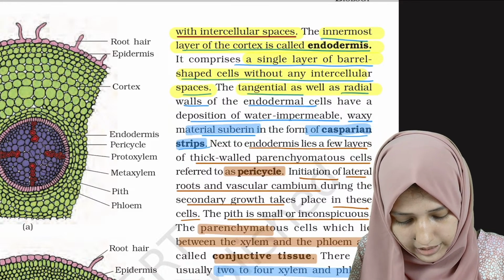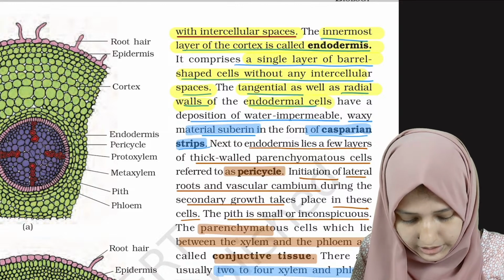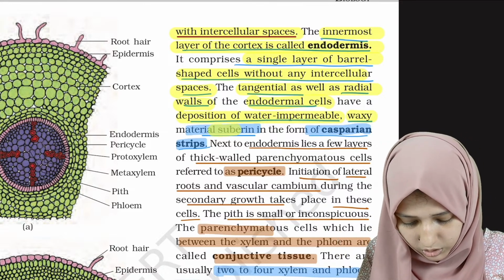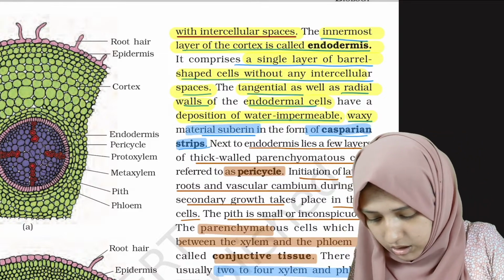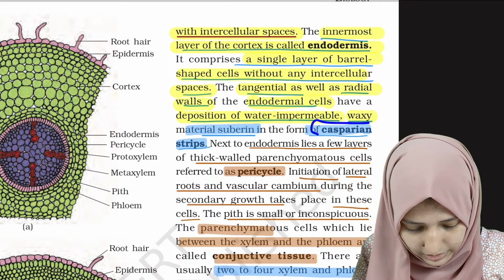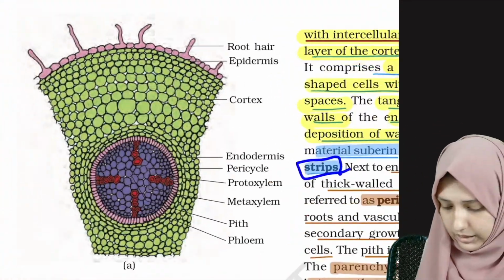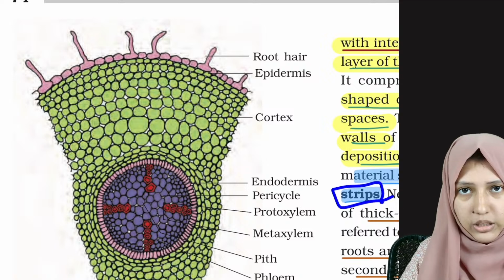Then the tangential as well as radial walls of the endodermal cells will be having deposition of a waxy coating, which is known as suberin, and this is known as Casparian strip. This we will be discussing. Just listen to this part.